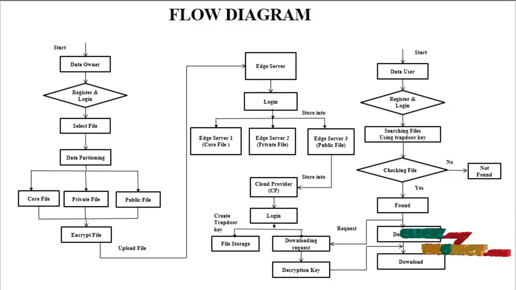After the storing process, the data user has to get the file from the cloud service provider. Before getting the file, they should register in this portal. After the registration, they log in. After the login process, they search for the file in the cloud using the drop-down key. If the file is found, they get the decryption key from the cloud service provider. After getting the decryption key, they can download the file from the cloud service provider.